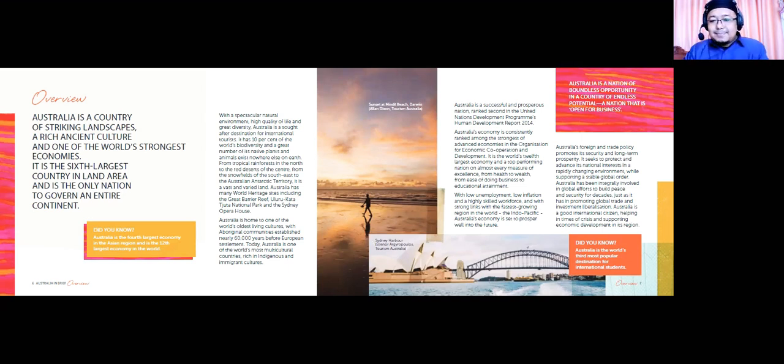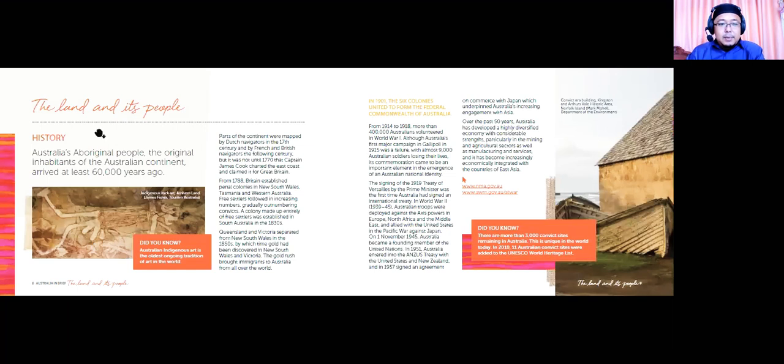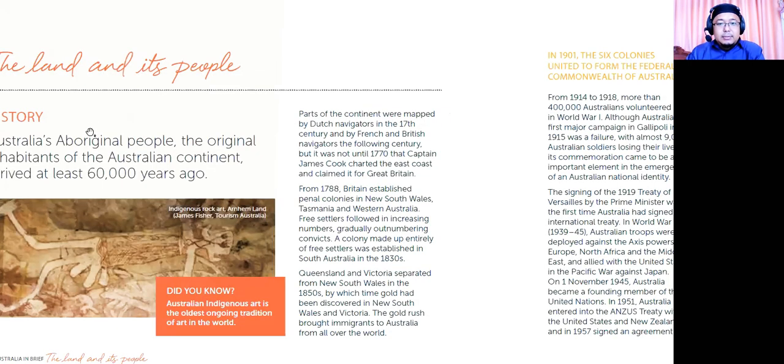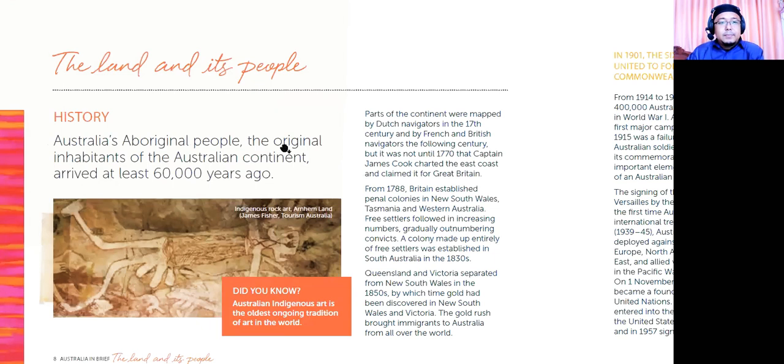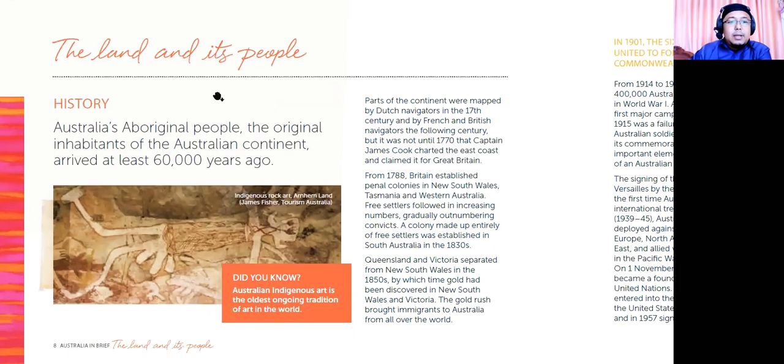I agree. Totally agree. Next, we move on, the land and its people. Wow, this is exciting. Look at here. The land and its people, history.